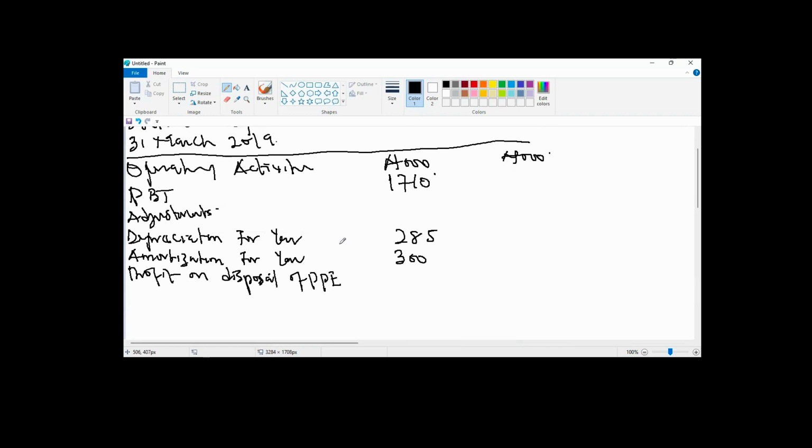What is the profit on disposal of PPE? The next thing, wrong classification. There is no P or L, but I know how information in the P or L is being arranged.